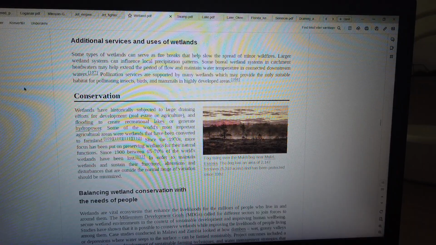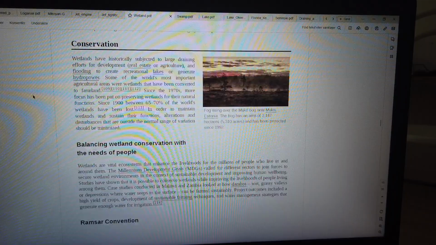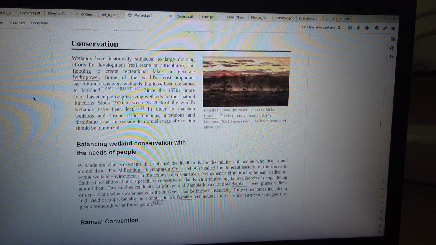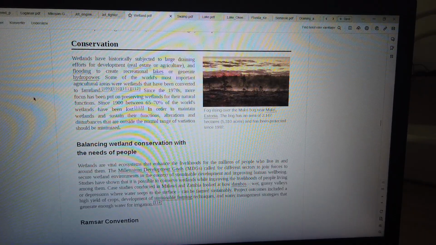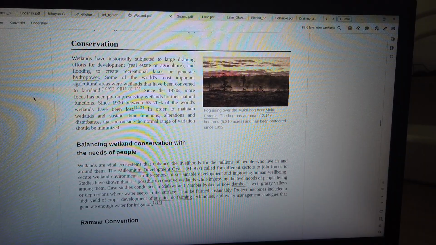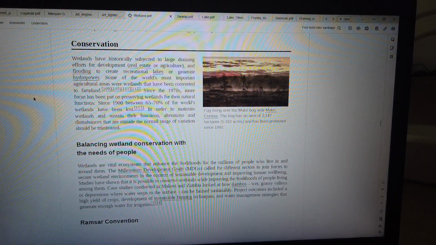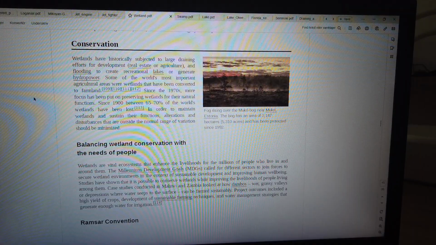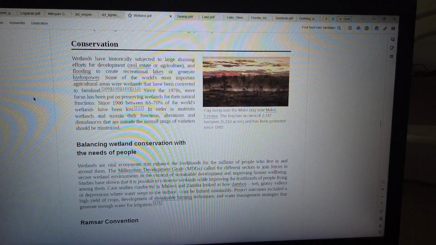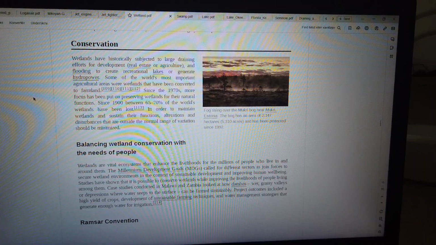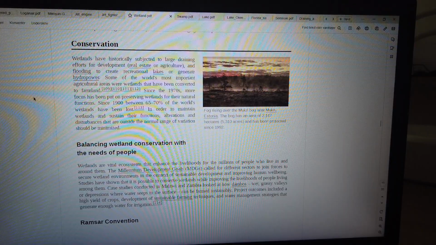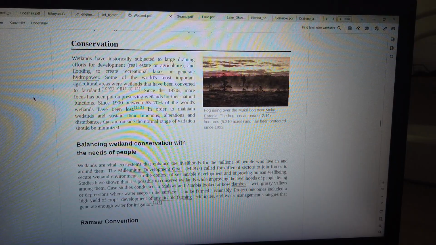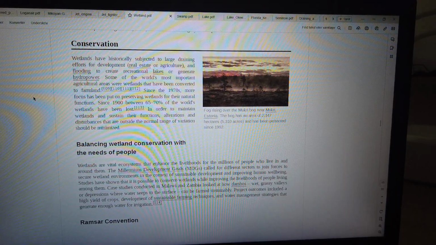108. Conservation. Fog rising over the Mukri Bog near Mukri, Estonia. The bog has an area of 2,147 hectares, 5,310 acres, and has been protected since 1992. Wetlands have historically been subjected to large drainage efforts for development, real estate or agriculture, and flooding to create recreational lakes or generate hydropower. Some of the world's most important agricultural areas were wetlands that have been converted to farmland.